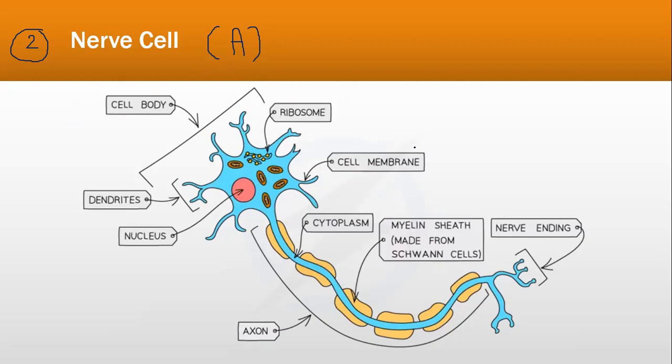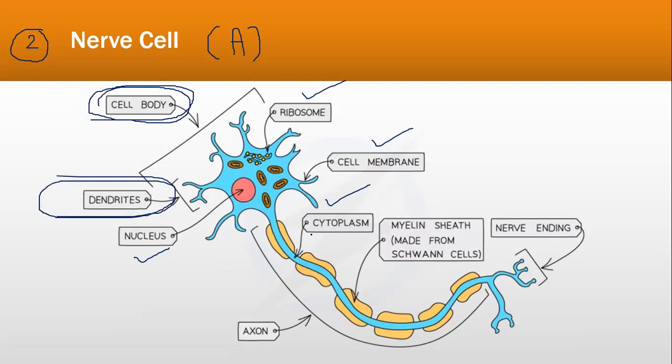Typical animal cell वाले स्ट्रक्चर्स कौन से हैं? राइबोसोम, a typical organelle, cell membrane, cytoplasm and nucleus. ये तो सारे typical organelles हैं, but the specialized structures कौन कौन से हैं? A cell body is an extra specialized function. The dendrites sticking out of the cell body.